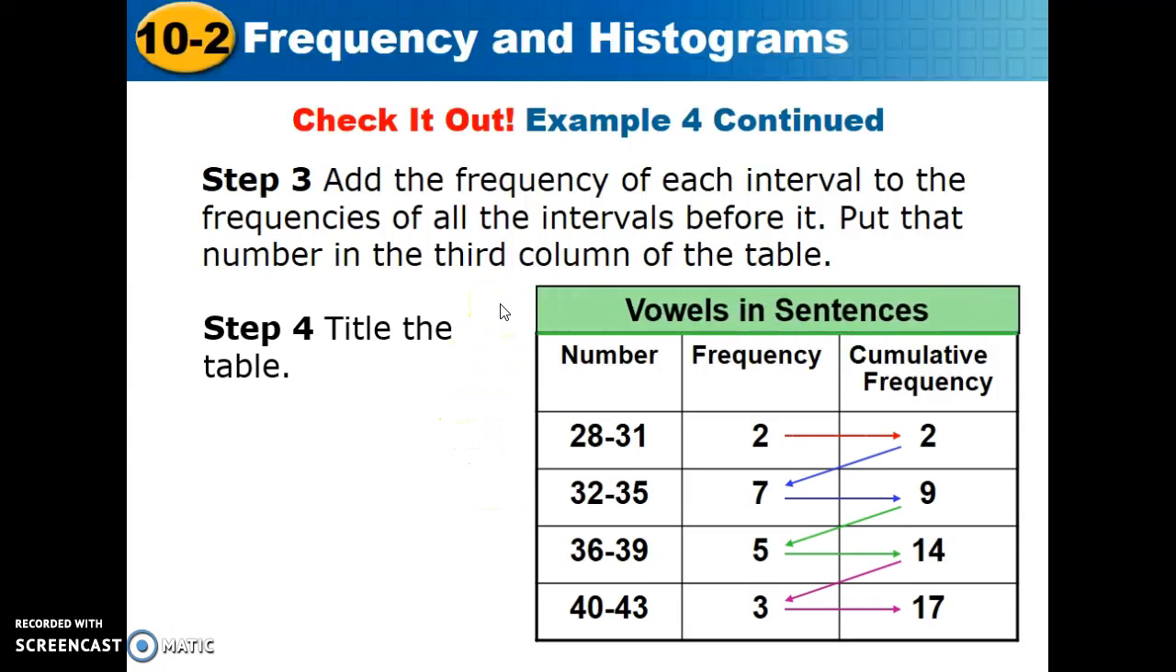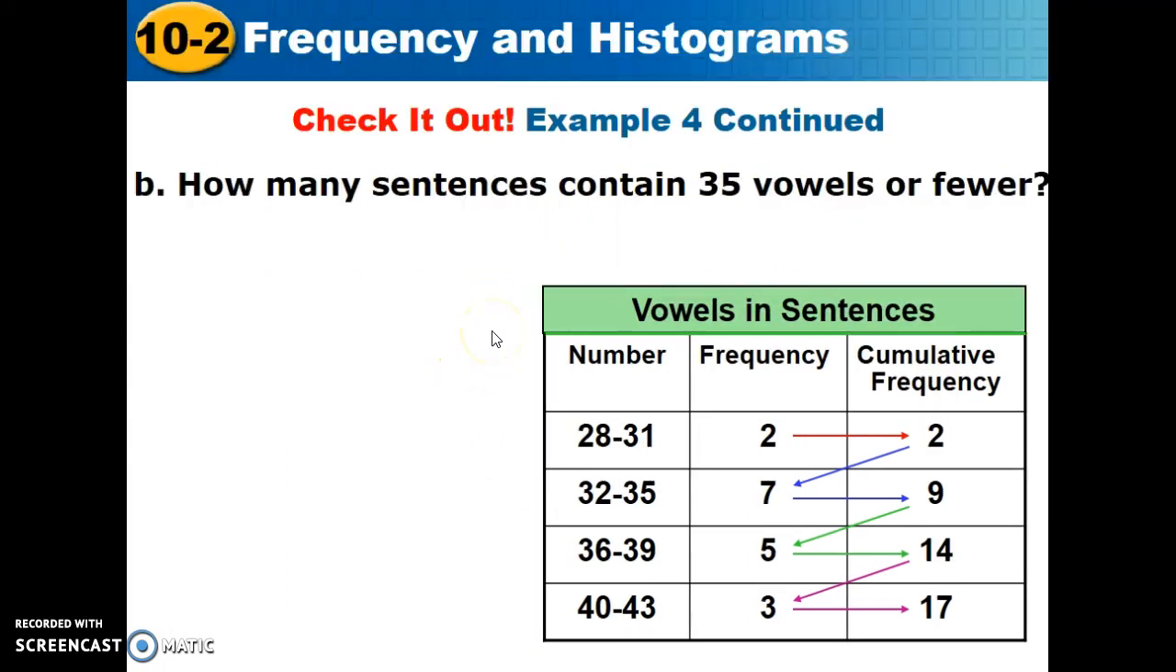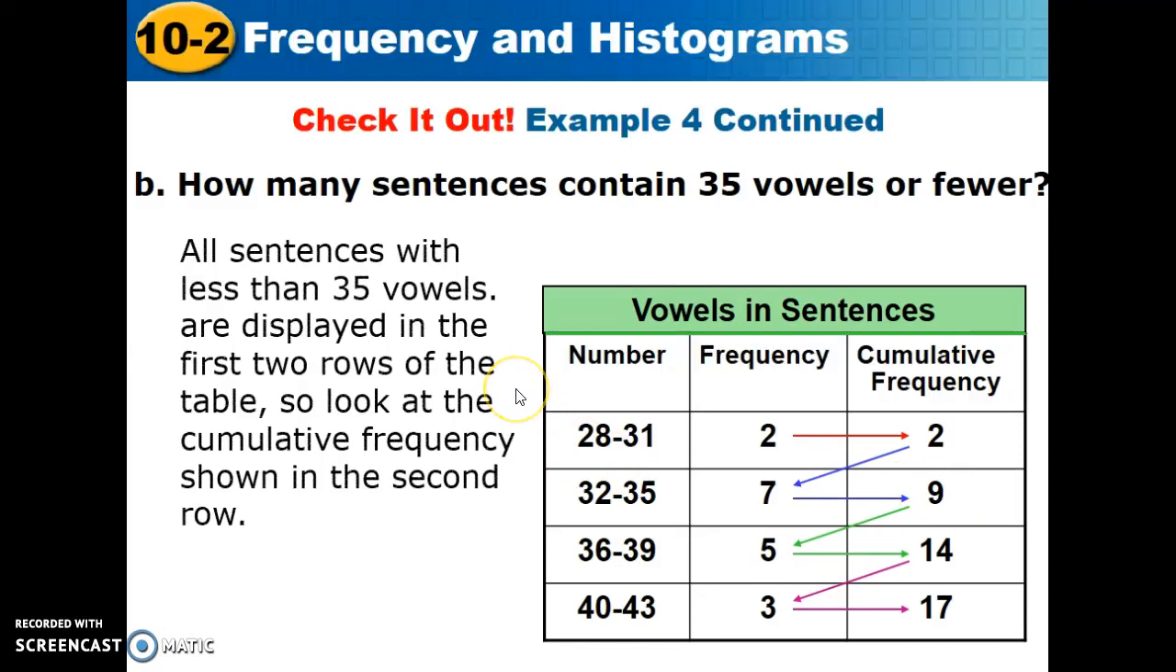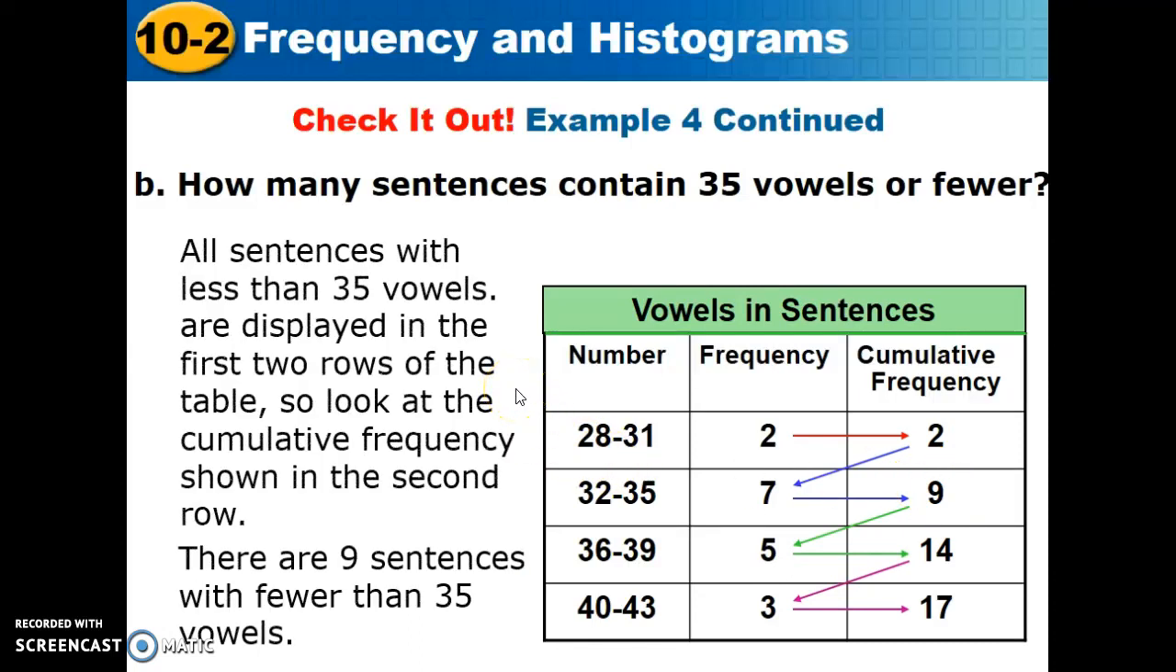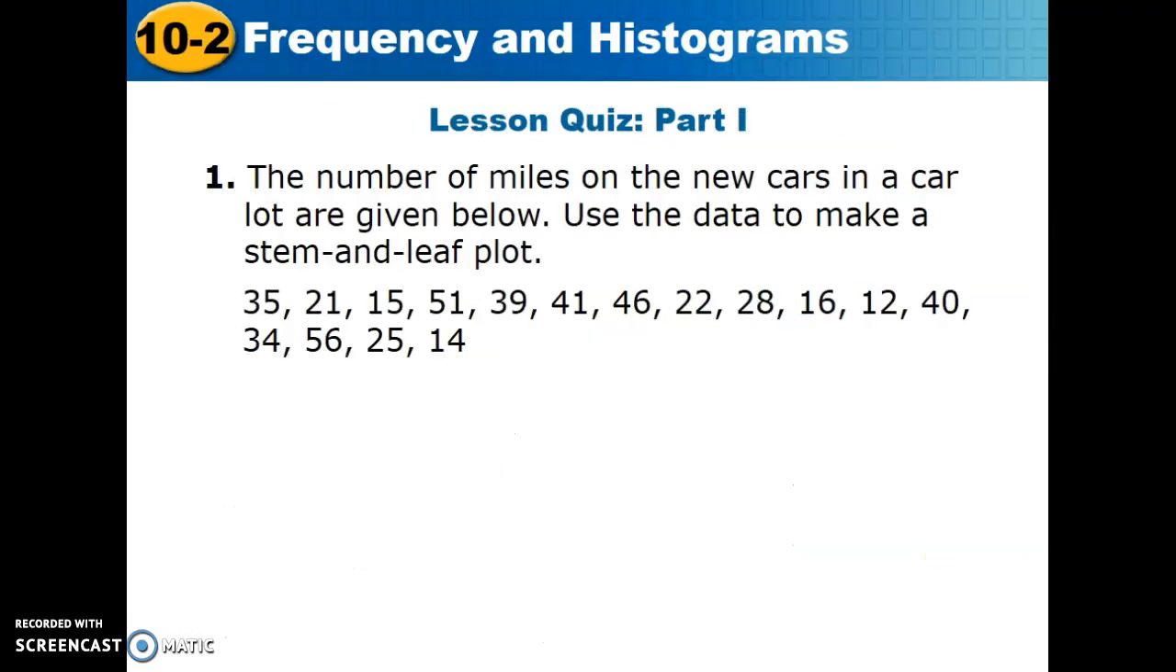Title of the table, vowels in sentences. How many sentences contain 35 vowels or fewer? We would come to the table: 35, 34, 33, 32. So it includes this row, and we can see that 9 is the number that contains 35 vowels or fewer. Pretty simple, pretty straightforward.